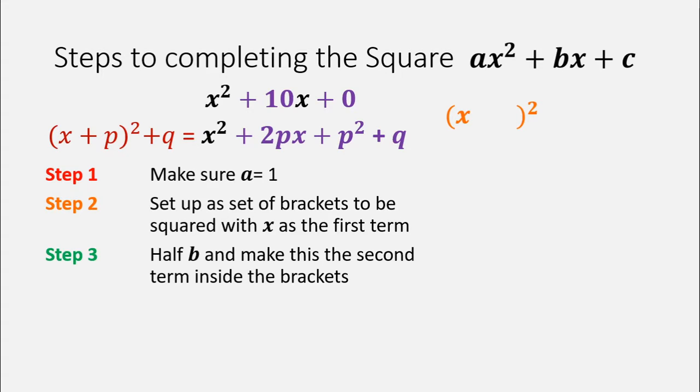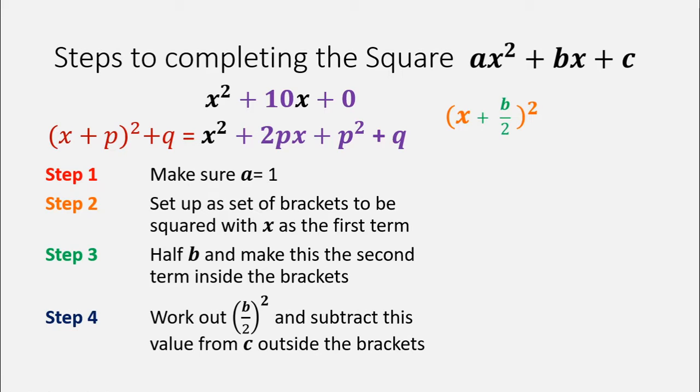Good. Step 3, half b and make this a second term inside the brackets. Half b. Why am I going to half b? Here's my middle term, that's b, and I'm going to half it because I'm trying to work out what p is inside these brackets. And look, 2p here will make the middle term. So that's why I need to half b, because I am going to multiply this by 2. Okay, that makes sense. Step 4, work out b over 2 squared and subtract this from the value of c outside the brackets.